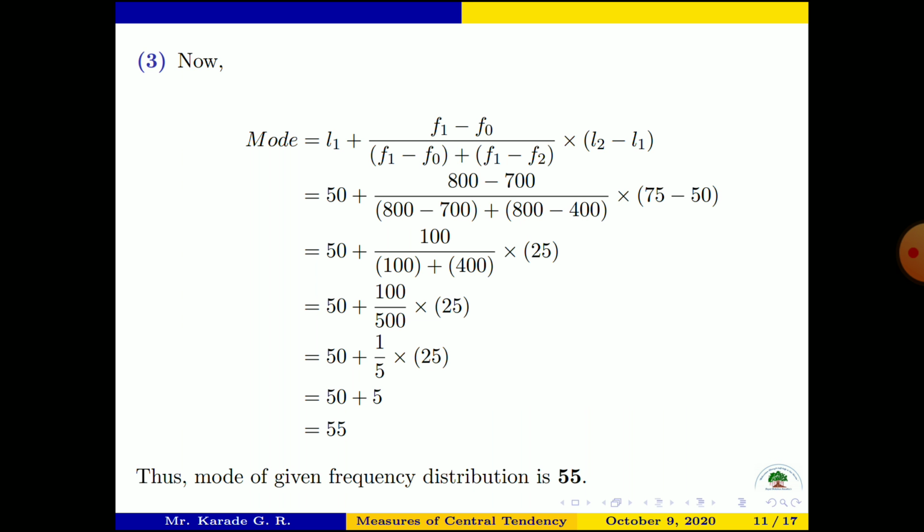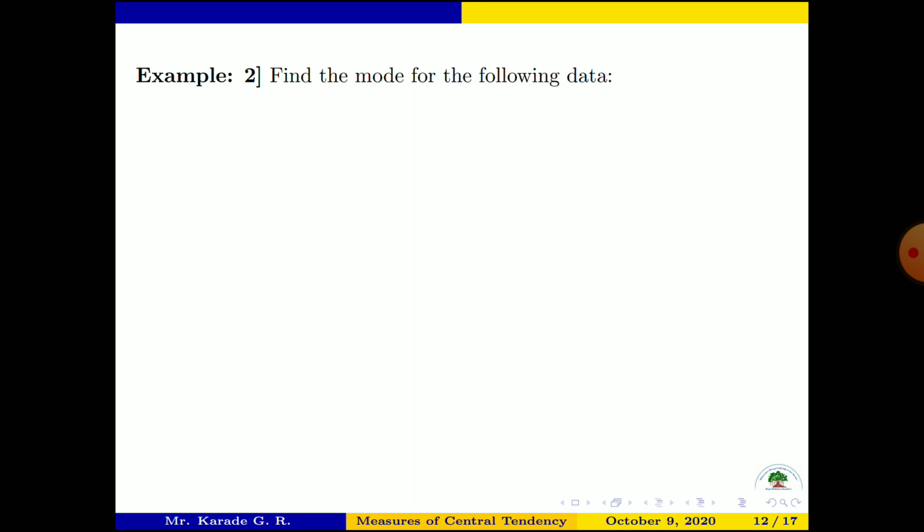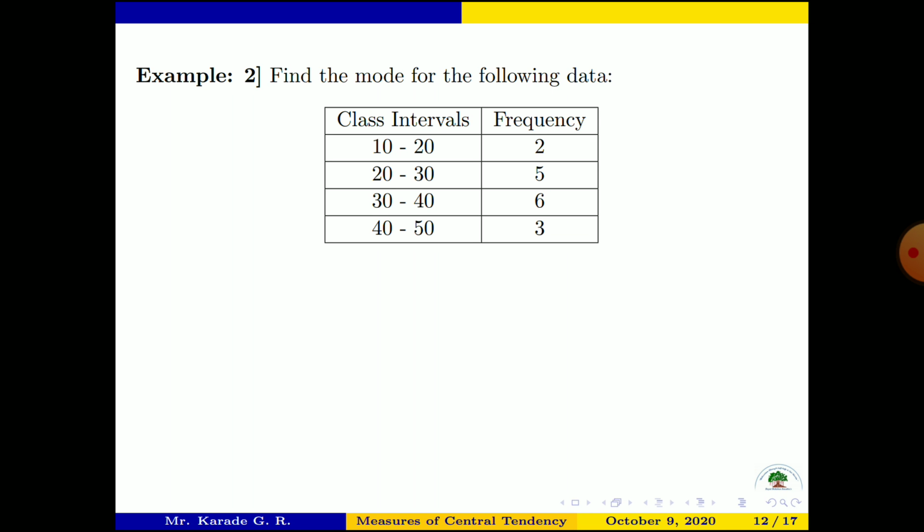Thus the mode of the given frequency distribution is 55. Okay, now let us take one more example. Find the mode for the following data. The data is given. It is again a frequency distribution.